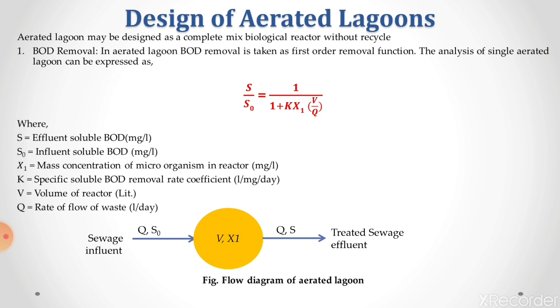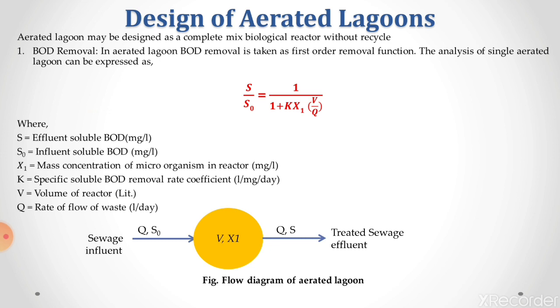The analysis of single aerated lagoon can be expressed as S divided by S0 is equal to 1 divided by 1 plus K X1 (V by Q), where S is the effluent soluble BOD in mg per liter, S0 is the influent soluble BOD in mg per liter, X1 is the mass concentration of microorganism in the reactor, or we can say MLSS concentration in mg per liter.